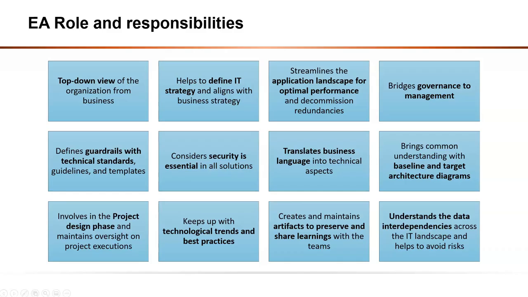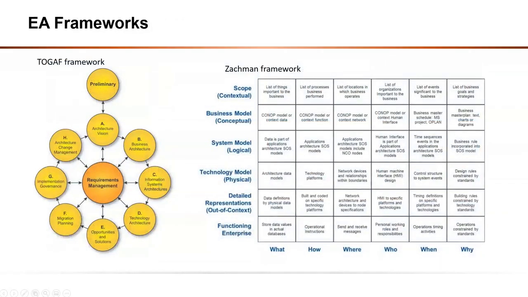Now, how do they do all these things? So there are two popular frameworks, the TOGAF framework, which is from Open Group, and the Zachman framework. We're not going to go through these details, but these frameworks help enterprise architects look at, if a new request comes, how do they approach? How do they see the fit?